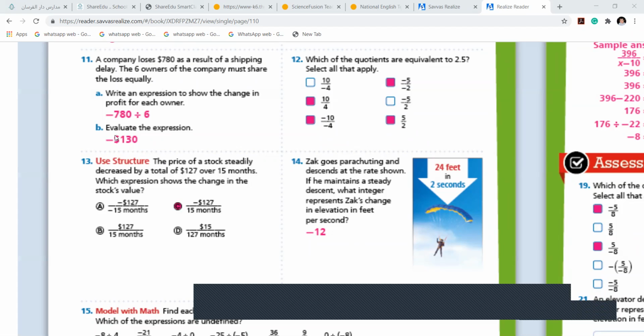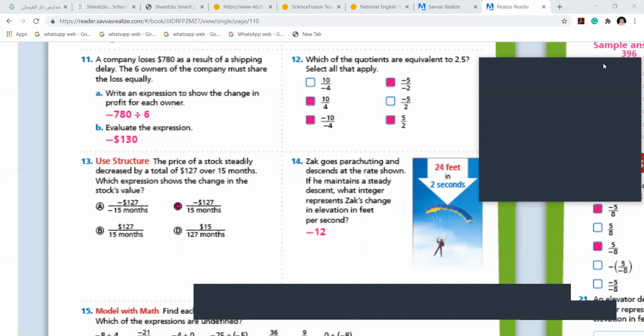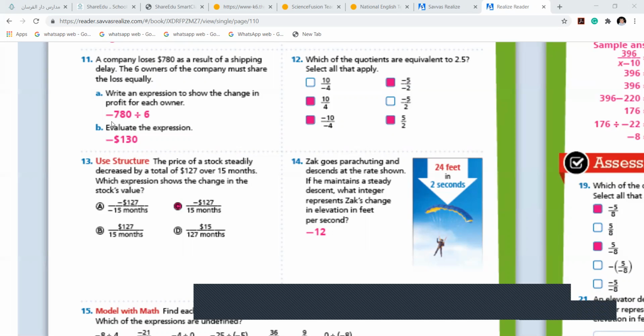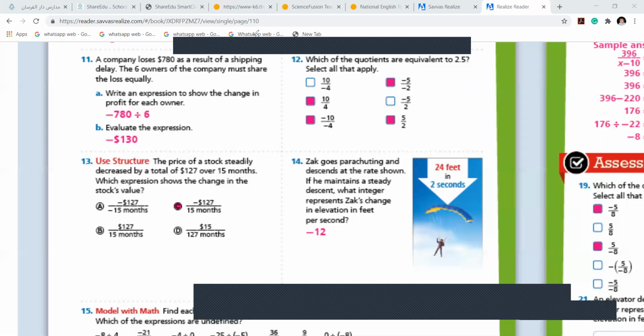Why, girls? Why is it minus? One is positive. Miral, will you tell me why I write minus 780 here? Because it is losing. That's why the word loses means it has to be minus 780. And you will divide here. You have to show the working, girls. You have to show the working.